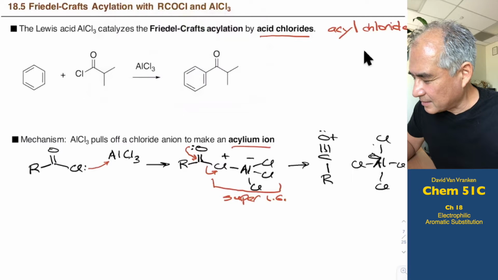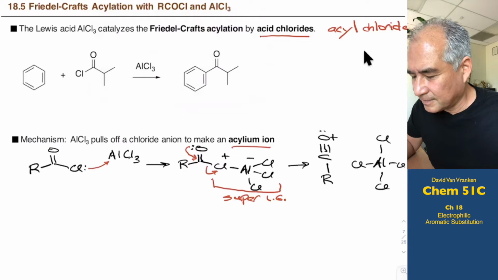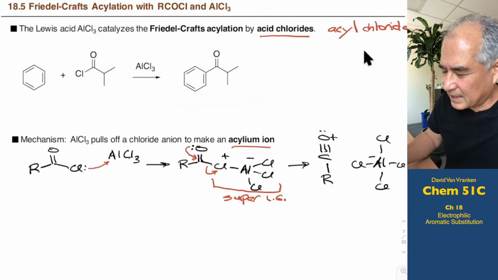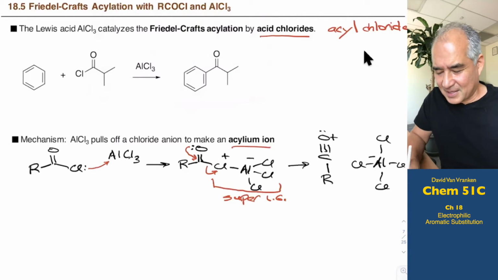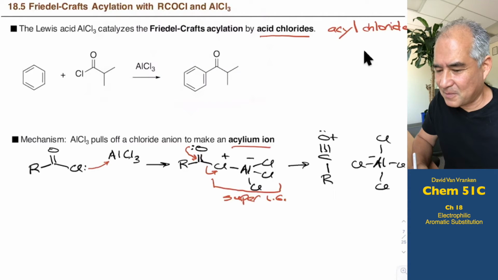I'll circle the minus. That's a really poorly drawn minus charge. Let me try to erase that and do that over. I'll just put a negative there. So that's a tetrachloroaluminate leaving group. But we've got this acylium ion. Let's use that for electrophilic aromatic substitution. I just feel like I really want to do electrophilic aromatic substitution with that.